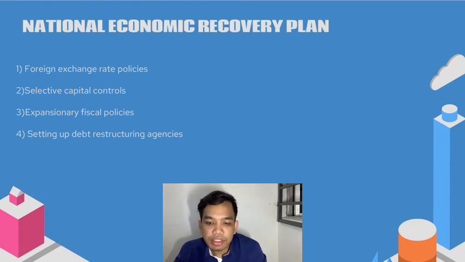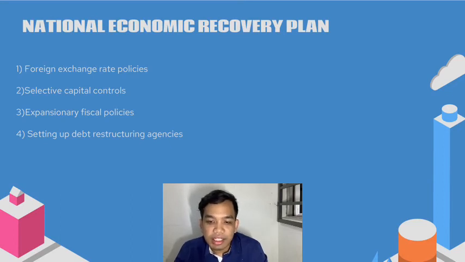Third, expansionary fiscal policy, to stimulate the economy. The government embarked on an expansionary fiscal policy. In July 1998, they unveiled a fiscal stimulus package of ringgit Malaysia 2 billion, which turned the budget from a surplus of 2.5% of GDP in 1997 to a deficit of 1.8% in 1998 and 3.2% in 1999.